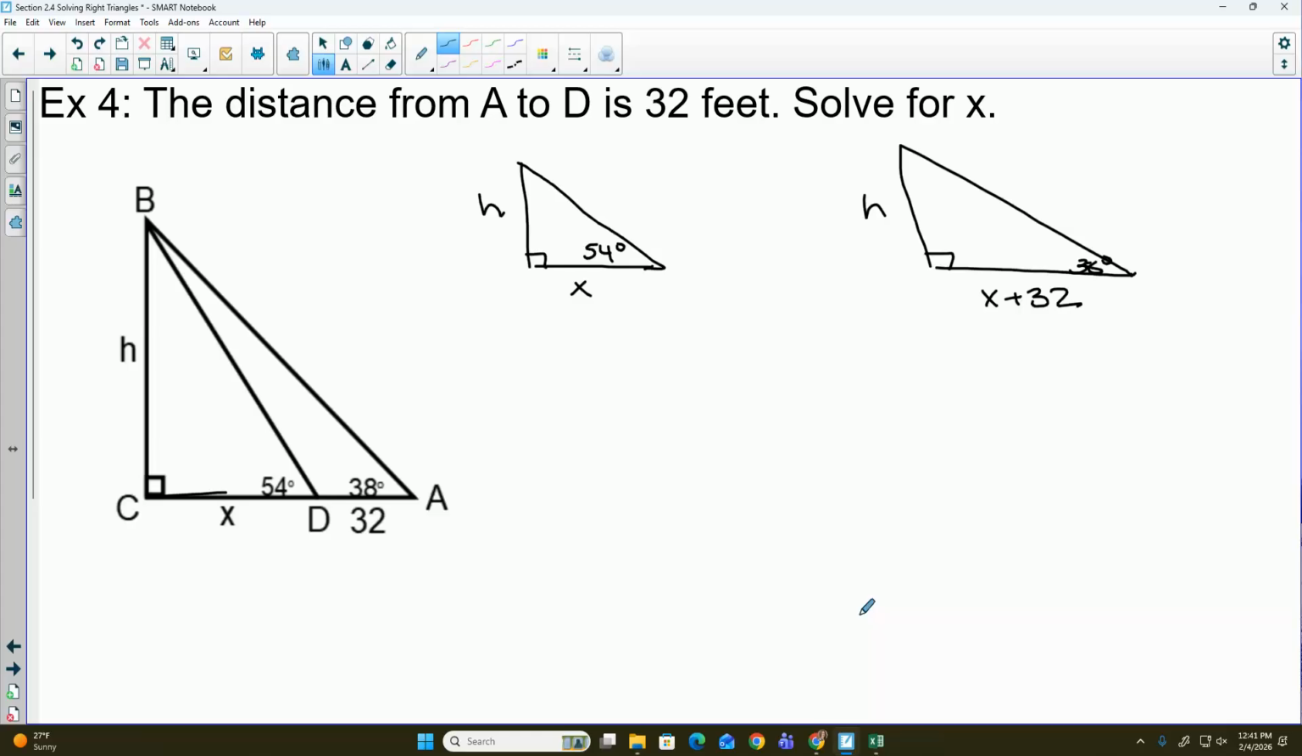Okay. Do I have enough information in either triangle to just find x right away? No. So I'm going to have to use both of them. So let's start with this first one. h is opposite, x is adjacent. What trig function is that? So the tangent of 54 equals h over x. Okay, I can multiply over my x, but then I'm pretty well stuck because I don't know x and I don't know h.